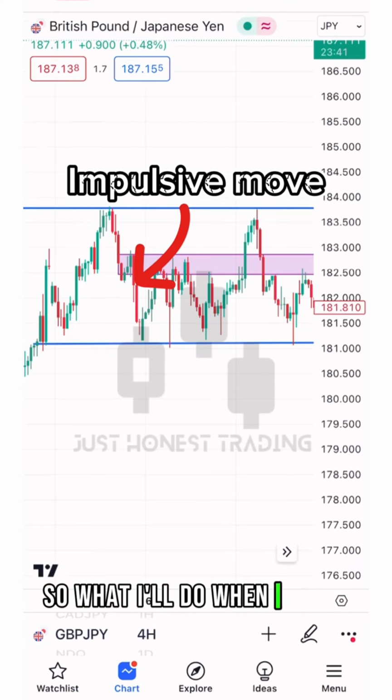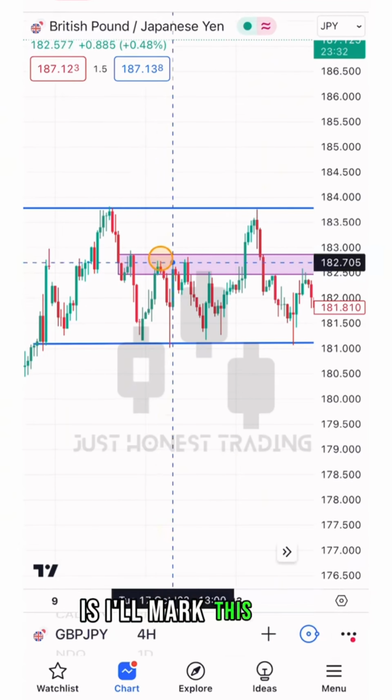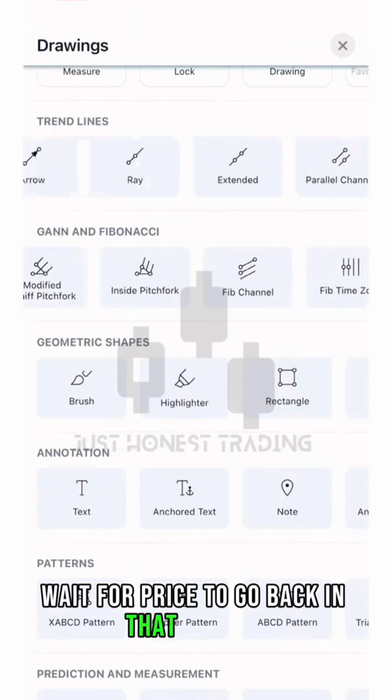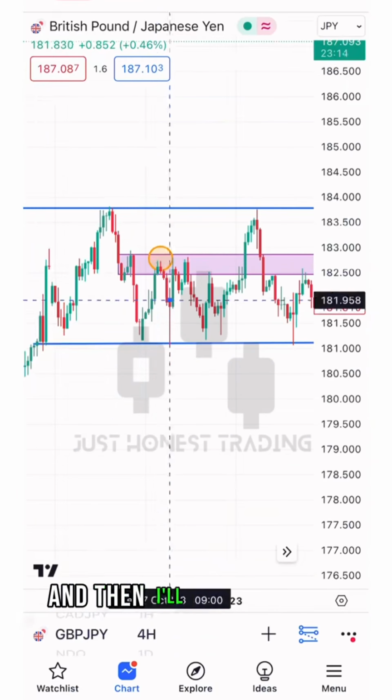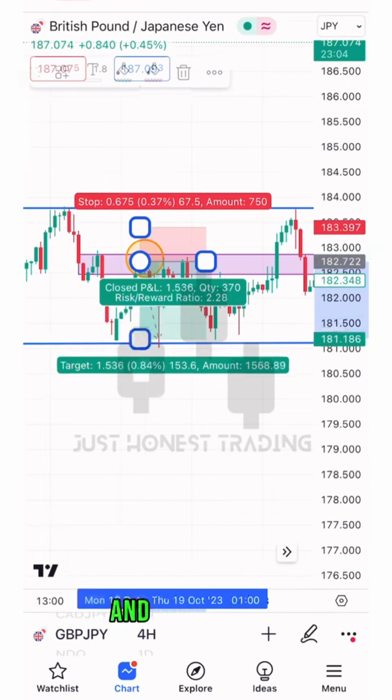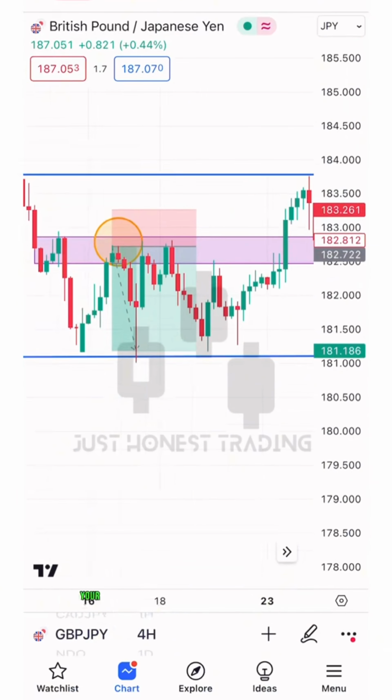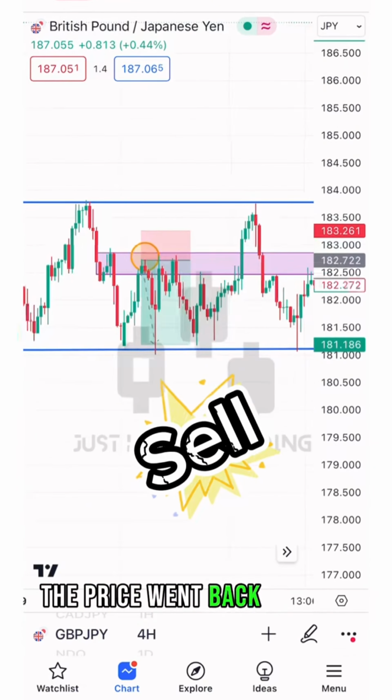So what I'll do when I see a supply zone being formed is I'll mark this area, wait for price to go back in that certain area of the supply zone, and then I'll make my sell right in that zone. And you can see if you sold in this area, your take profit would have been hit when the price went back to test the line of support.